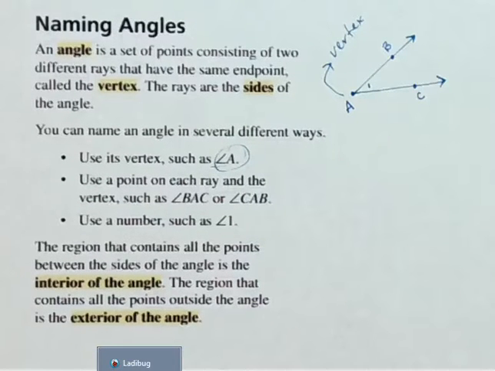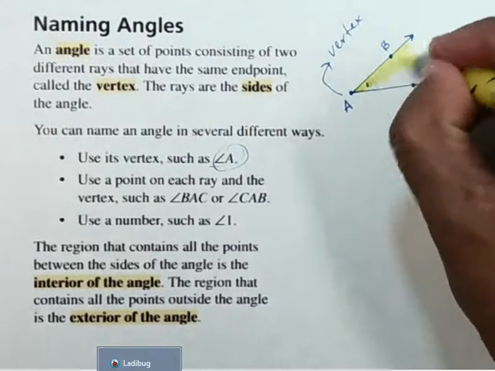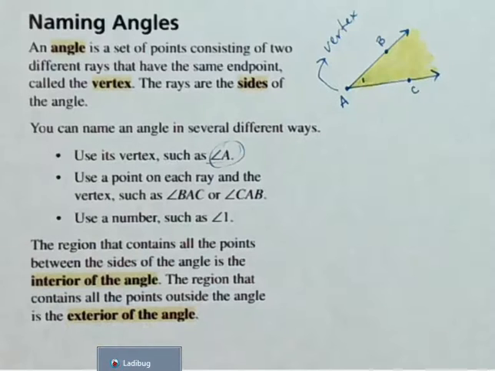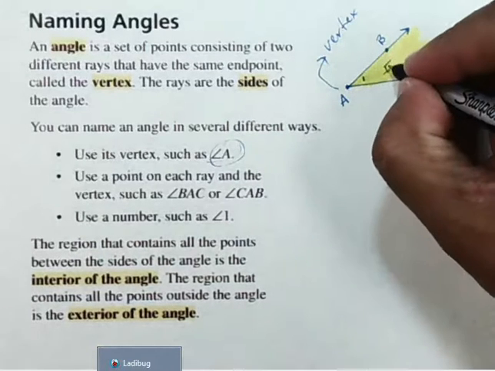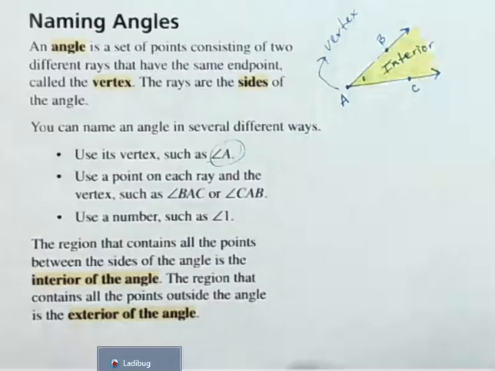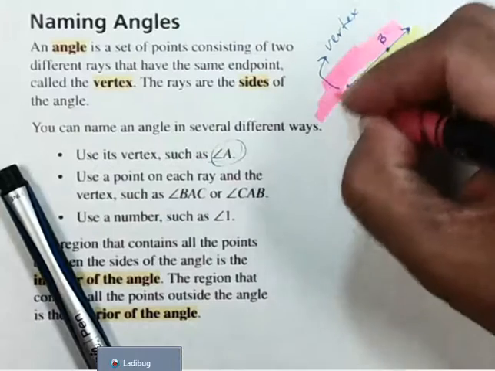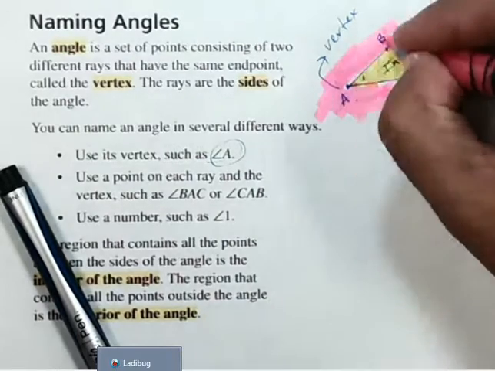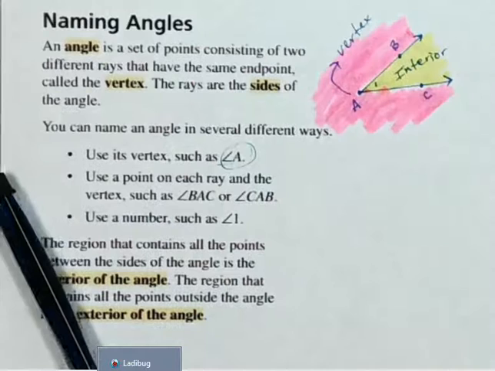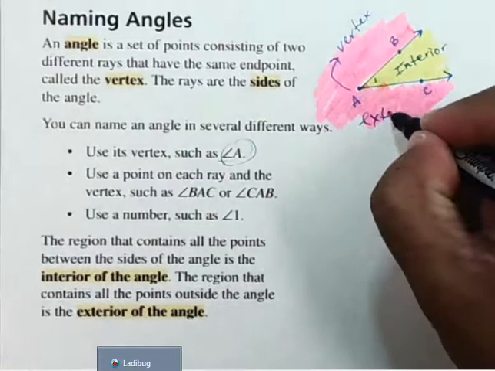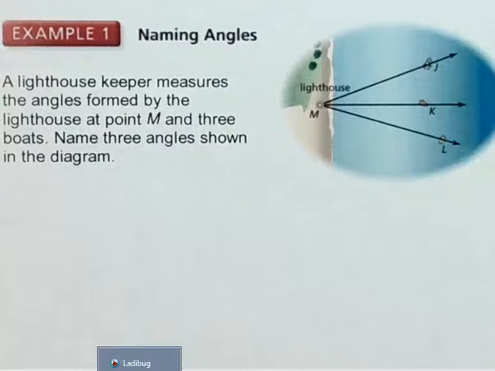Alright, now for this next part, we're going to have to define two different areas. And of course, the interior is going to be any point that's kind of sandwiched in between the two rays. So that would be this part. This would be the interior. All right, and then the exterior, of course, would be anything outside of those two rays. So all of this would be considered the exterior. I can grab my pen here. Exterior.